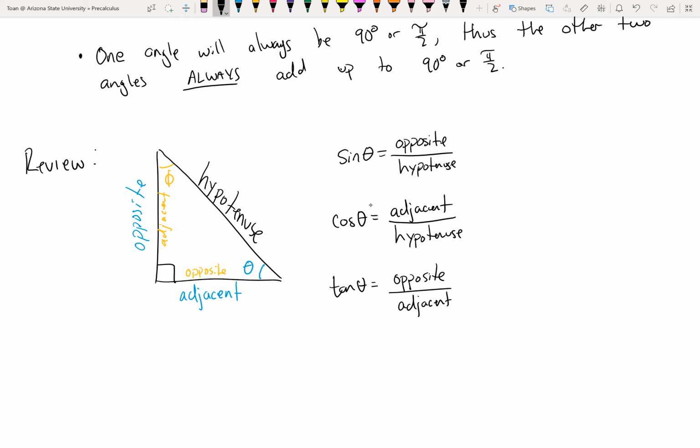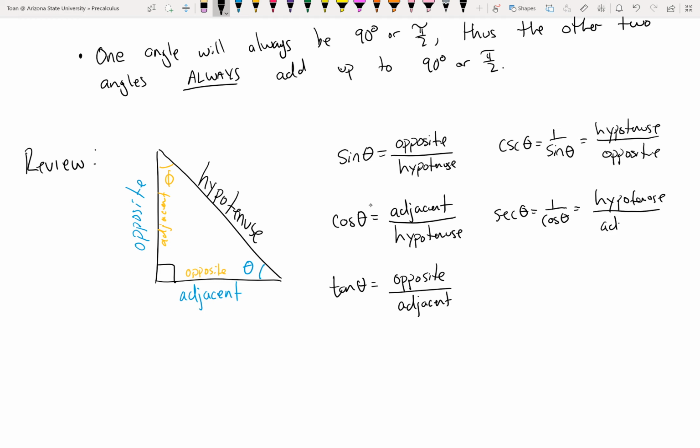And then the reciprocal functions, not surprisingly, are the exact reciprocals. The reciprocal of sine is cosecant, which is the hypotenuse over the opposite. Secant, which is the reciprocal of cosine, is the hypotenuse over the adjacent. And the cotangent, which is the reciprocal of tangent, is the adjacent over the opposite.